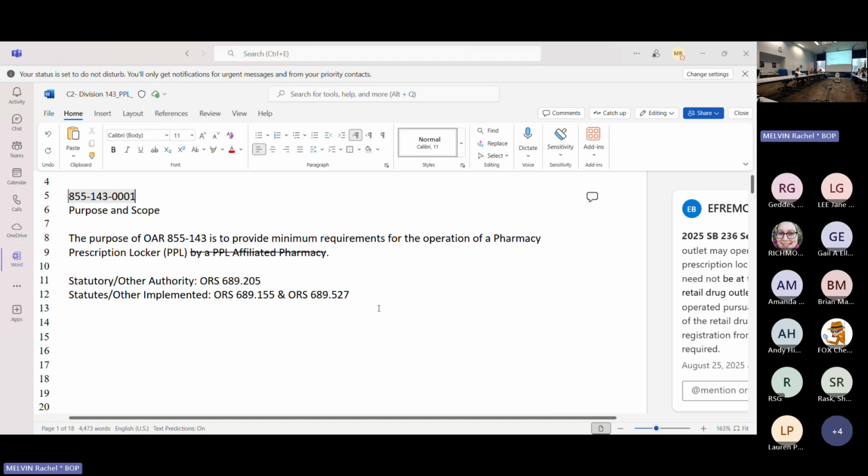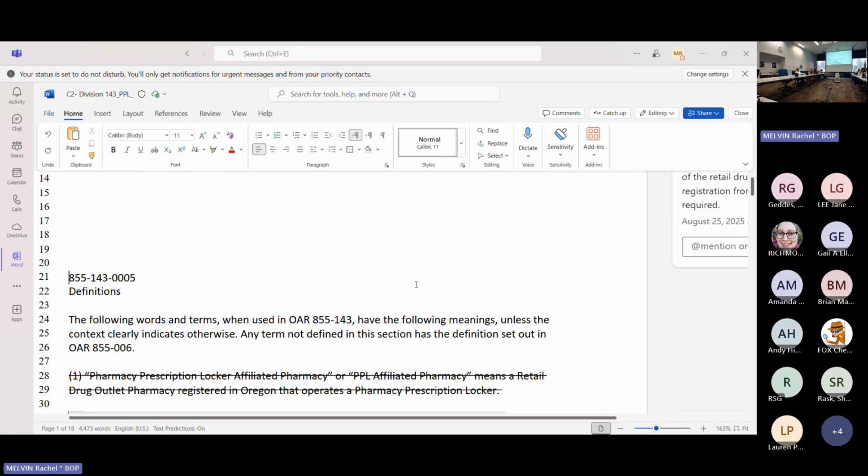Board Member Kroger? No comments on this section. Board Member Pinito? Nothing to add. Board Member Chin? Nothing, thank you. Board Member Hall? Nothing to add. We will move on then to the next section.